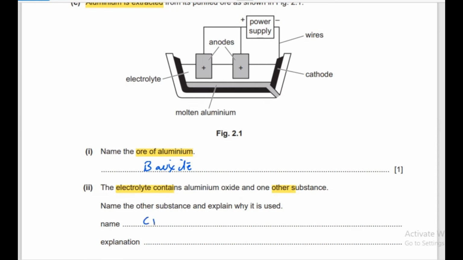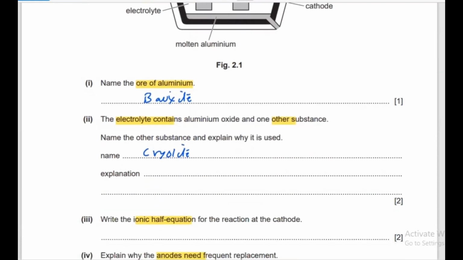This is the cryolite. Bauxite plus cryolite are taken. So the function, or the purpose, of the cryolite is that it helps to reduce the melting point of aluminium oxide, or the melting point of the mixture, because now this is impure aluminium oxide.